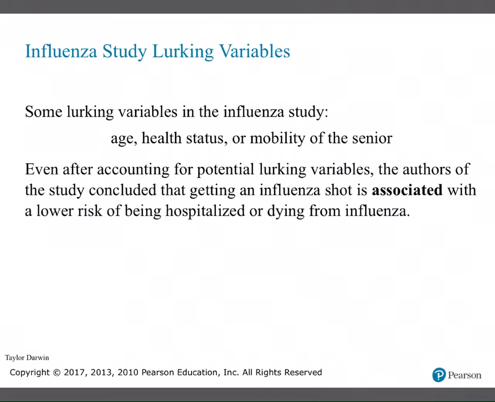Some lurking variables, aka things that they didn't consider, that maybe could affect whether or not you have influenza, other than if you got the shot or not, would be age, right? Age affects whether you get sick or not. The status of your health before they even did the study, they didn't think about that. Mobility of the senior. These are just a couple. You could think about a couple more, but that's what a lurking variable is. It's things that are still affecting it that we're not considering in the study.